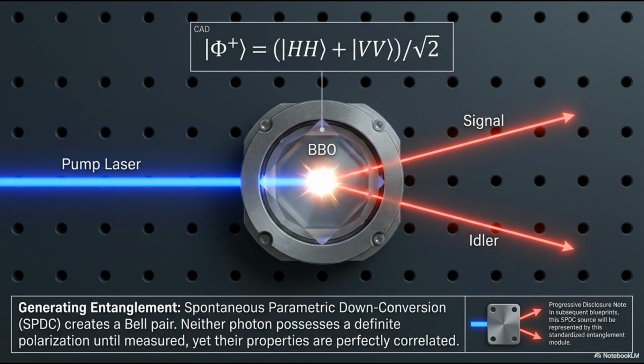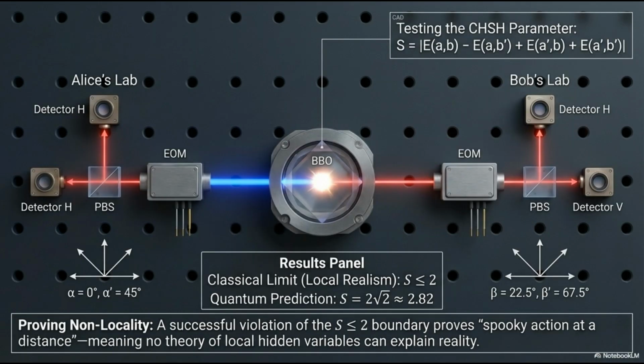a core building block. This slide presents the experimental blueprint for testing Bell's theorem using the Clauser-Horne-Shimony-Holt inequality, commonly abbreviated CHSH. The setup consists of the BBO entanglement source at the center, distributing one entangled photon to Alice's laboratory on the left and one to Bob's laboratory on the right. Each laboratory contains an electro-optic modulator, or EOM, for fast and random measurement basis switching, followed by a polarizing beam splitter and two photon detectors.